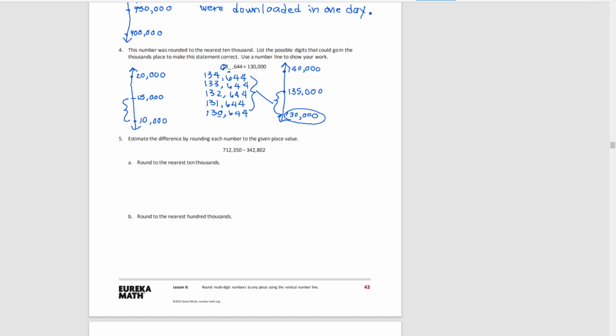So the numbers I could possibly put in the thousands place would be a 0, a 1, a 2, a 3, a 4. So the digits would be 1, 2, 3, or 4 could go in the thousands place. All those digits added here into our number sentence would make the sentence true.